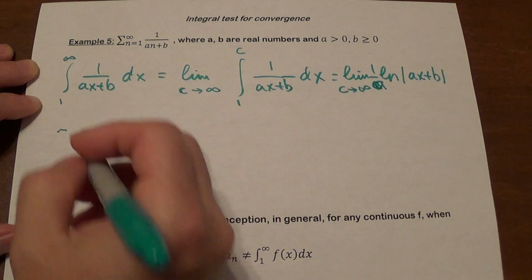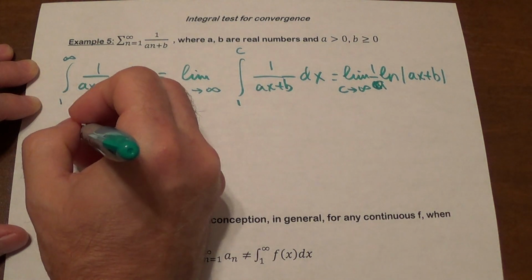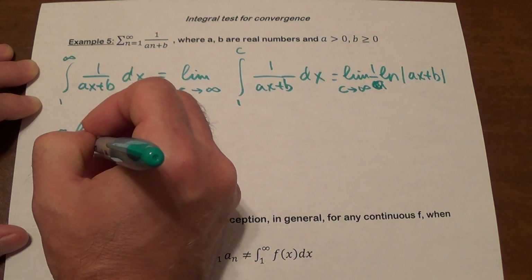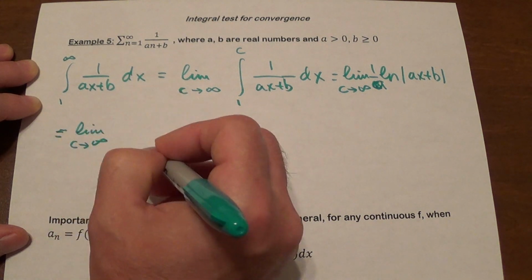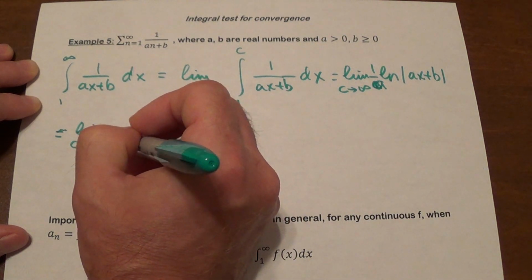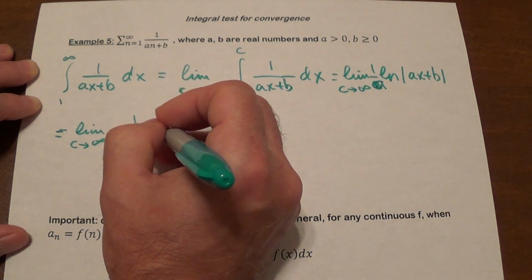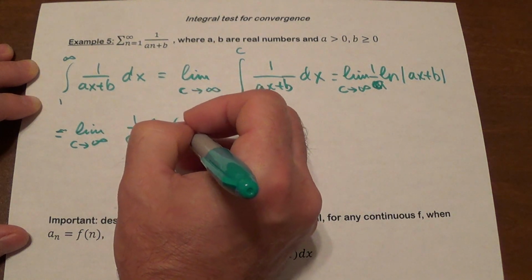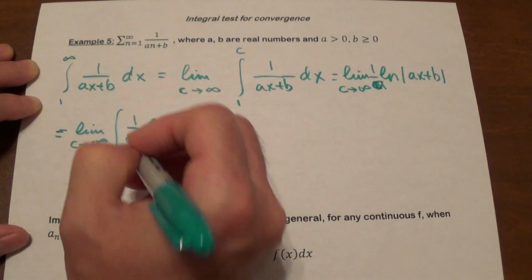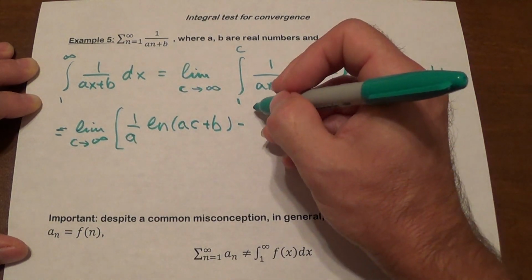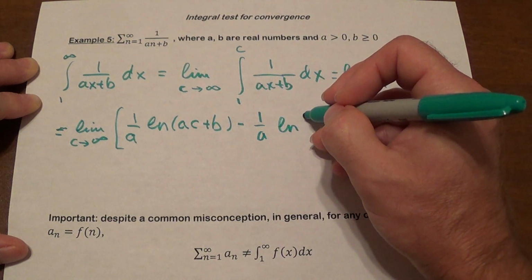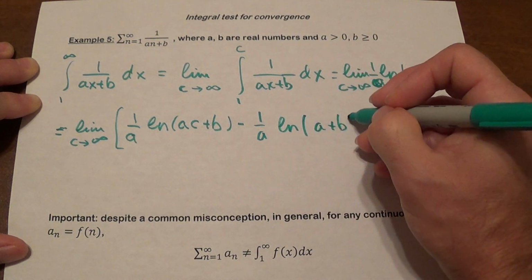Okay, so we go ahead and rewrite that as the limit as c approaches infinity. So it's going to be 1 over a natural log of ac plus b minus 1 over a natural log of a plus b.